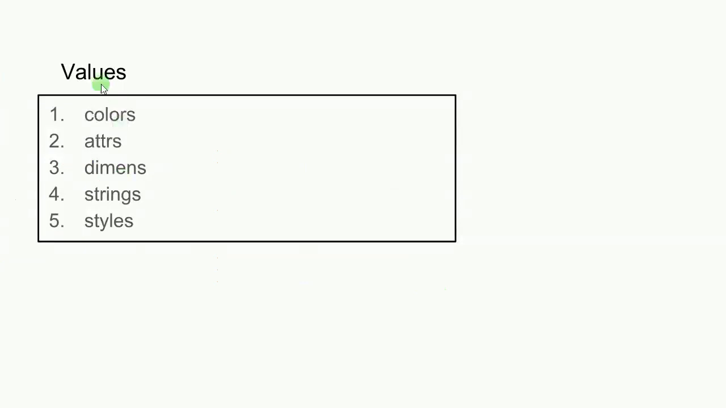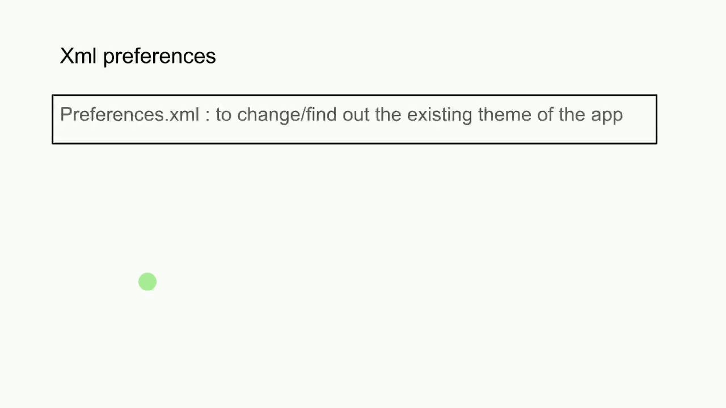A lot of values are being used here: colors, attrs, attributes, dimensions, strings, and styles. I think it's better if we don't get into the details of these values as of now, because they will get utilized in any case, and we already have some idea why these values are used. So let's not get into the details for these right away.